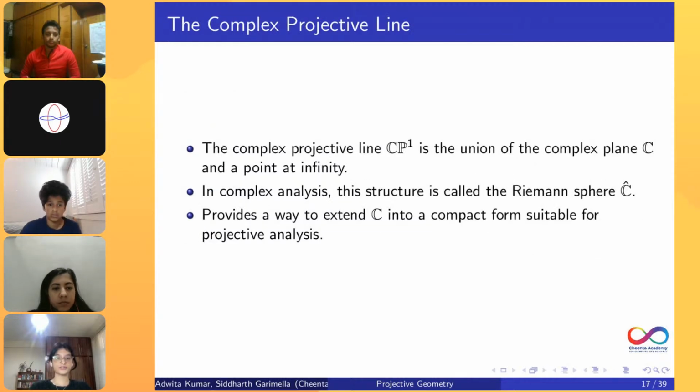Okay, so the complex projective line. The complex projective line CP^1 is the union of the complex plane C and a point at infinity. In complex analysis, this structure is called the Riemann sphere, denoted as shown, and it provides a way to extend C into a compact form suitable for projective analysis.